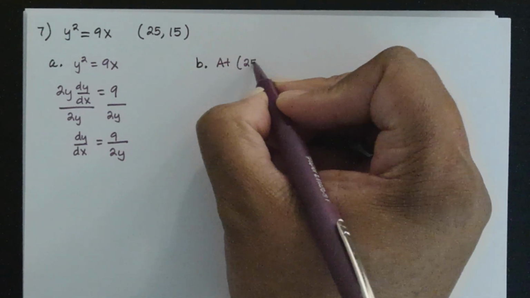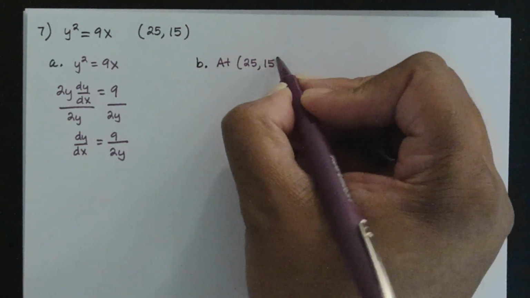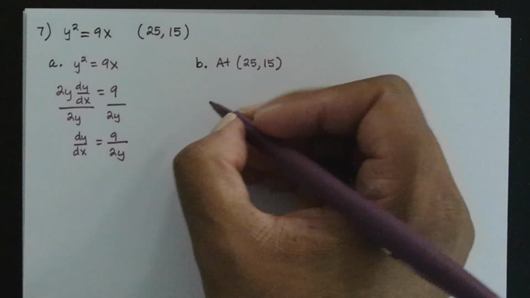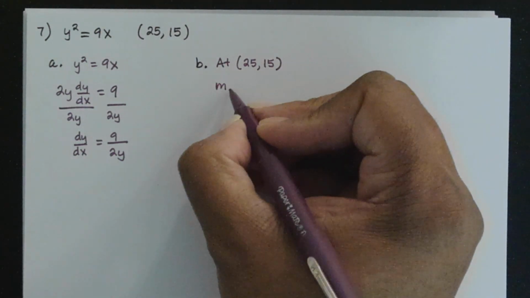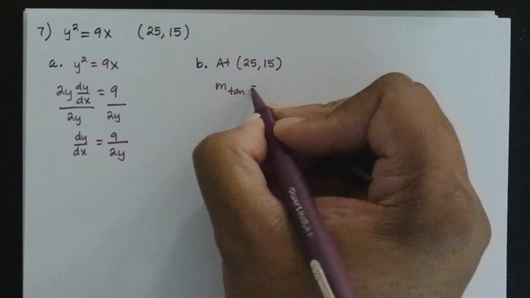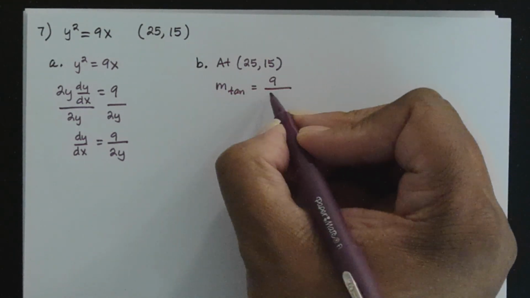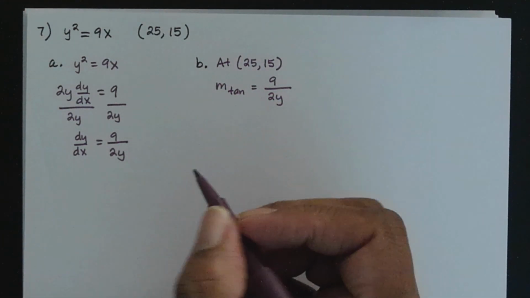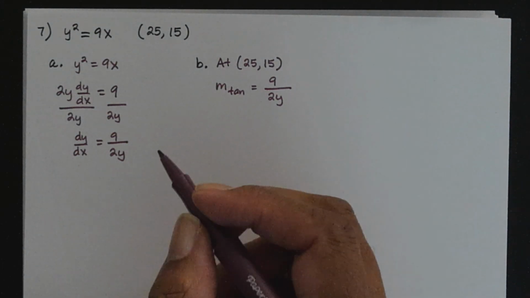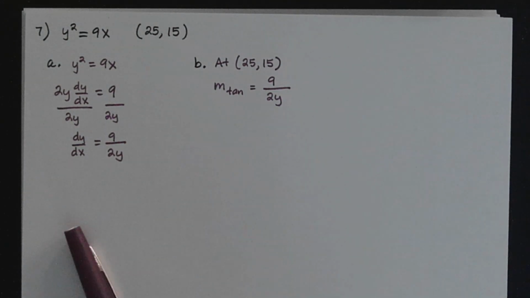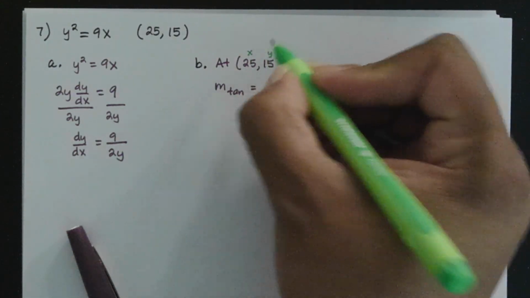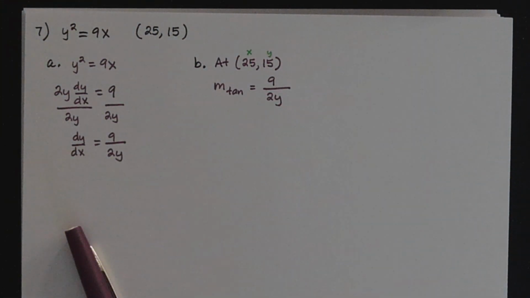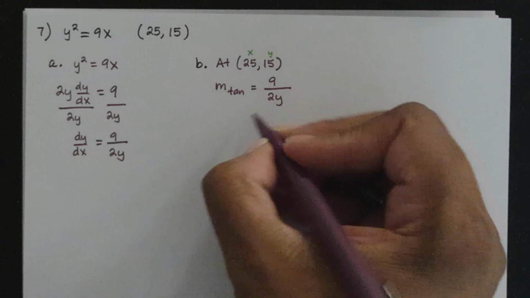So at the point (25, 15), that dy/dx is going to be the slope of your tangent line to that curve. All we do there is just substitute. The only thing we can substitute out of that ordered pair would have to be the y, because 25 represents x, 15 represents y.